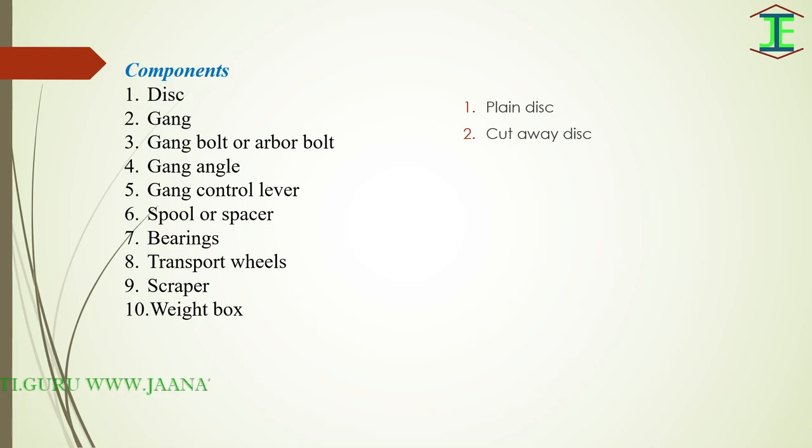Most of the harrows are fitted with these plain discs only. Cutaway discs have serrated edges and they cut grasses and other stalks and also other vegetative matter. Cutaway discs are not very effective for pulverization of soil, but they are very useful for puddling the field, especially for paddy.